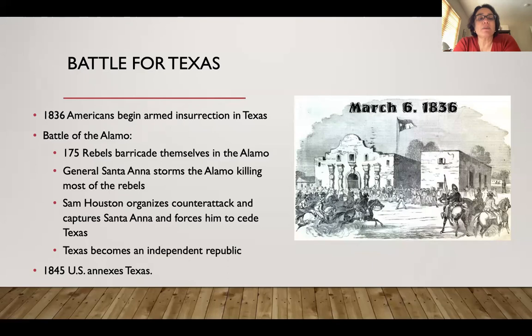So in 1836, Americans began an armed insurrection in Texas that culminated in the Battle of the Alamo, which you may be familiar with or have heard about before, where 175 rebels barricaded themselves in the Alamo. General Santa Anna from Mexico stormed the Alamo, killing most of the rebels. Sam Houston organized a counterattack, captured Santa Anna, and forced him to cede Texas. And then Texas became an independent republic. In 1845, the US annexed Texas and Texas became part of the United States.